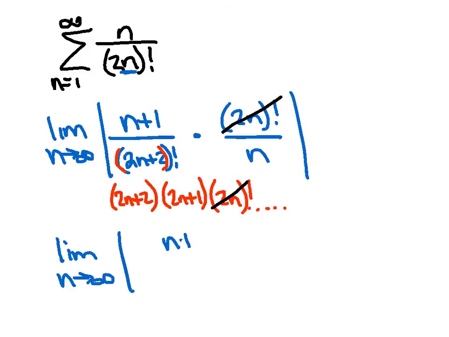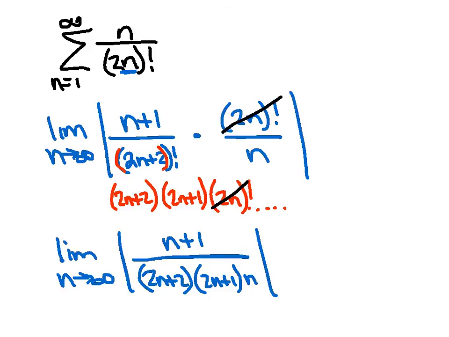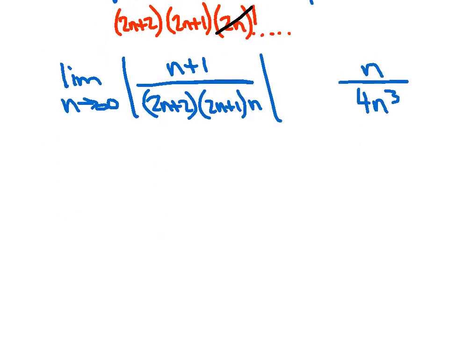We got an n plus 1 on top, and then I've got a 2n plus 2, I've got a 2n plus 1, and I've still got an n on the bottom. If we disregard all the terms except for the biggest terms, we're going to end up with an n on top, and it looks like a 4n cubed on the bottom. Definitely small over large, therefore the limit has a value of 0.